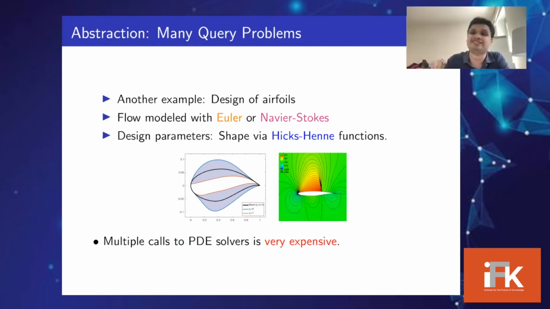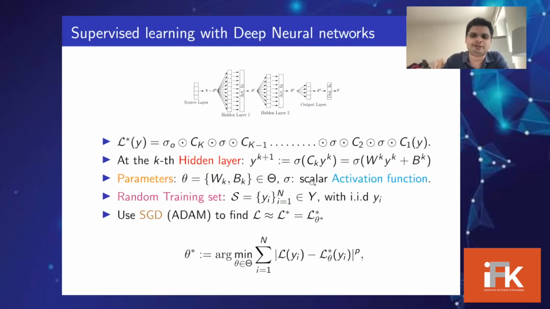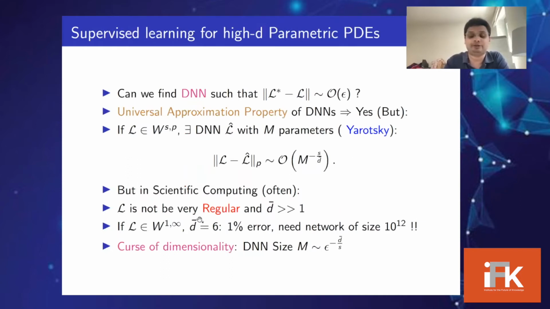Let's put it at only 6 dimensions in the parameter space. The function itself might have only one derivative, in a weak sense, because you can see that there are shocks here. So if you put in the numbers here, what you get out is something not so nice, right? To get 1% error, if I plug in the numbers, my network size is like 1 trillion. And this is insane, right?